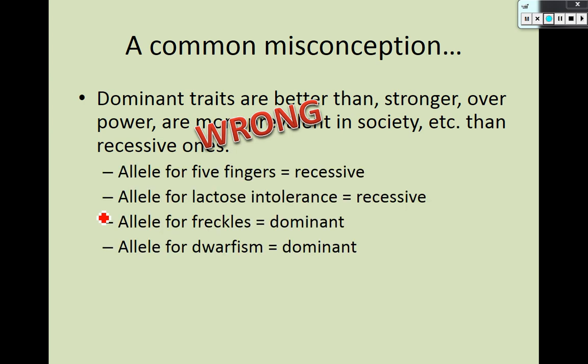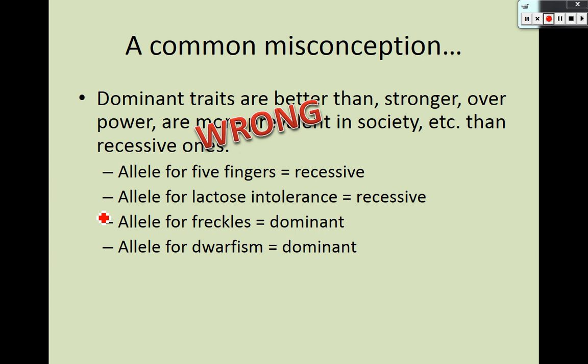So here are some examples. The allele for 5 fingers and the allele for lactose intolerance are both recessive, and yet the prevalent phenotype in society is that recessive phenotype. Most people have 5 fingers. Most people are lactose intolerant. Whereas the allele for freckles and the allele for dwarfism are dominant alleles. And yet most people don't have freckles. Most people don't have dwarfism. Yet those are dominant traits.